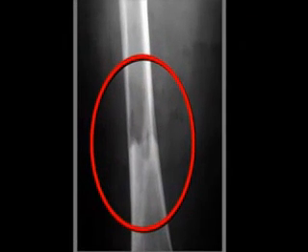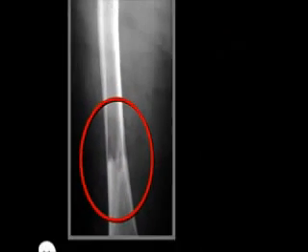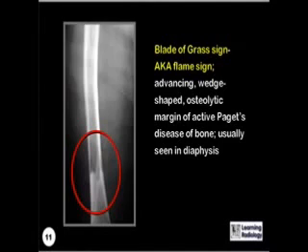What sign is this? This is the blade of grass sign, also called the flame sign, which is the advancing wedge-shaped osteolytic margin of active Paget's disease of bone. It's usually seen in the diaphysis as it is in the femur in this individual.